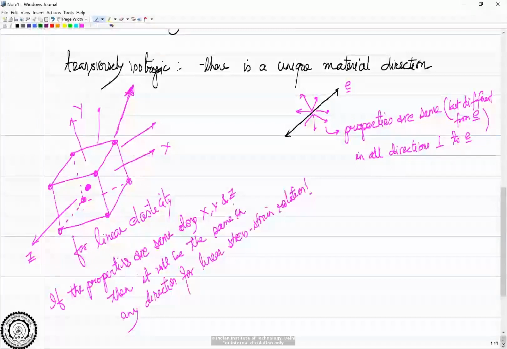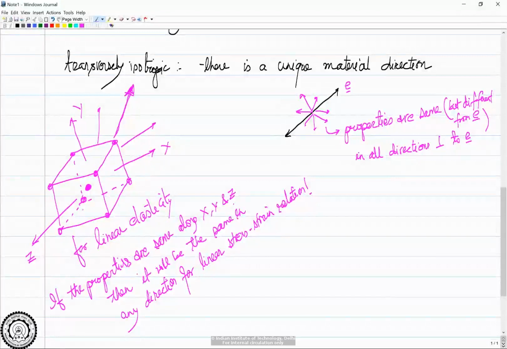if you talk of non-linear stress strain relation, that means if you strain it really a lot, then the property will start varying. Even if the properties are the same in XYZ, it could be different in an arbitrary direction if you strain a lot. If you are straining very, very small, so that you can approximate the stress strain relationship as being linear, then the property turns out to be the same in all the directions. Now, so you had a very nice BCC lattice, but suppose you have an HCP lattice.